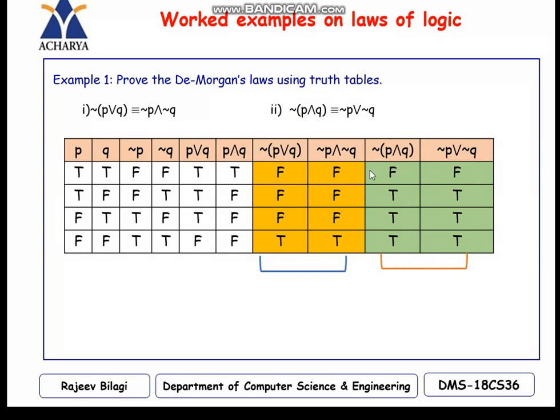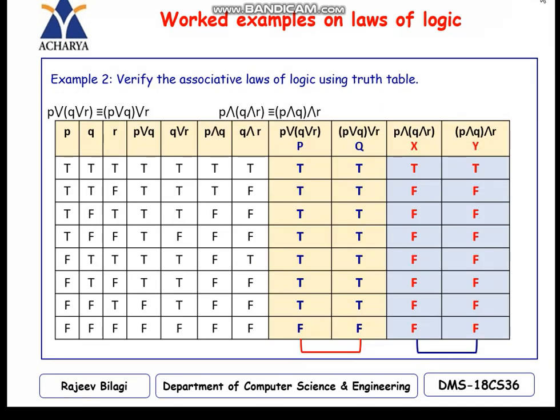So we'll see what it does. Okay, the second problem is again using truth table only: verify the associative laws of logic.